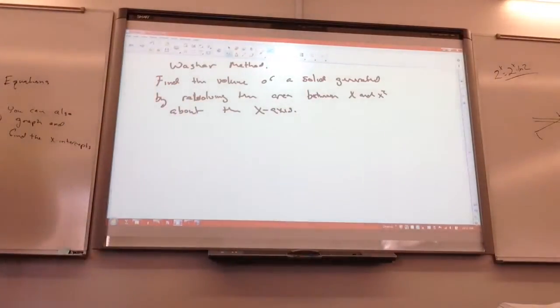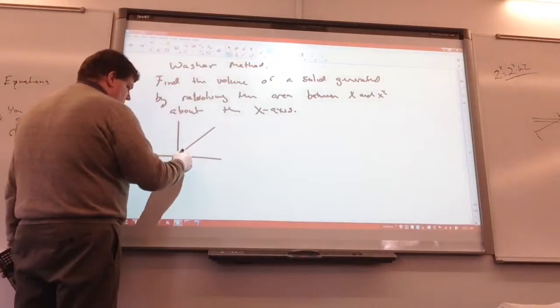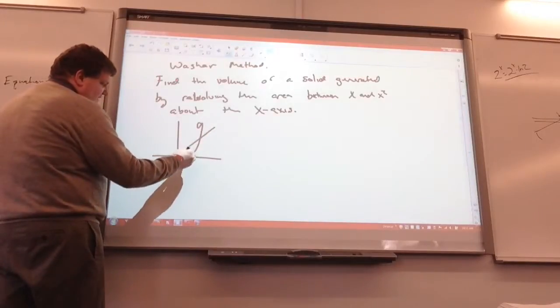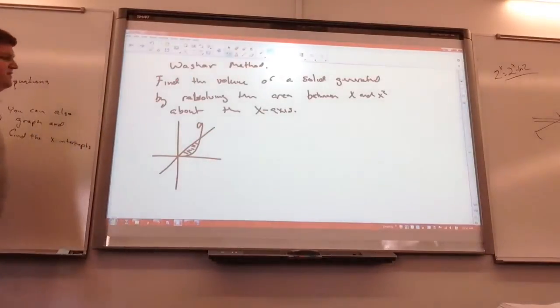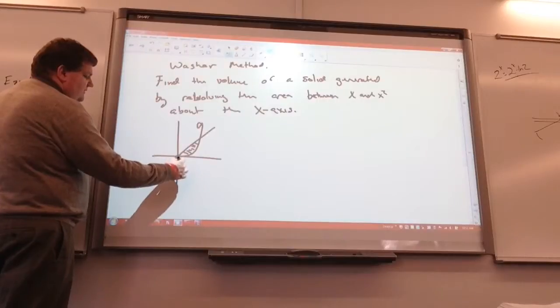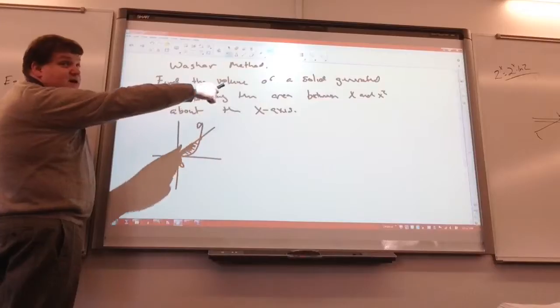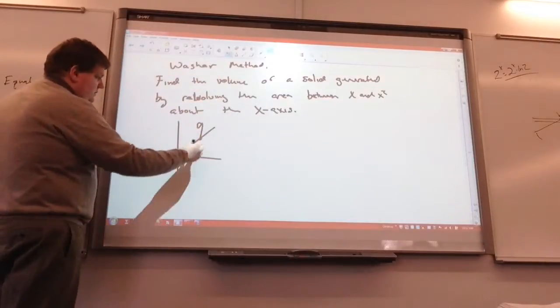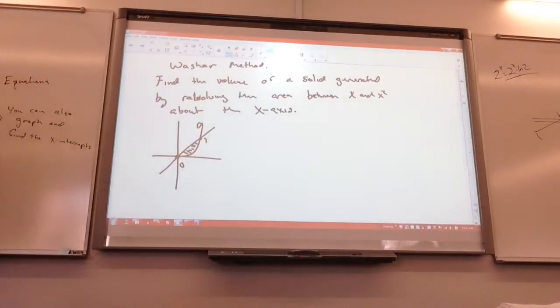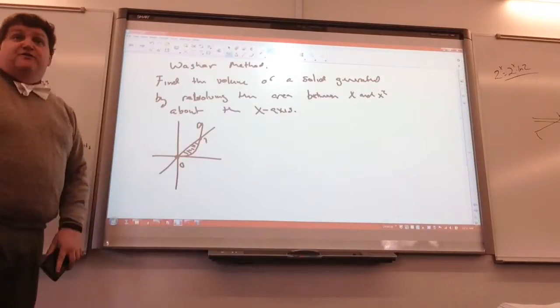So again, what we want to do is graph the system first. Our area in question is this sliver again. We've done this problem a few times, so we kind of know how this should work. Where do they cross each other? When is x equal to x squared? At 0 and at 1. And x is bigger than x squared from 0 to 1.